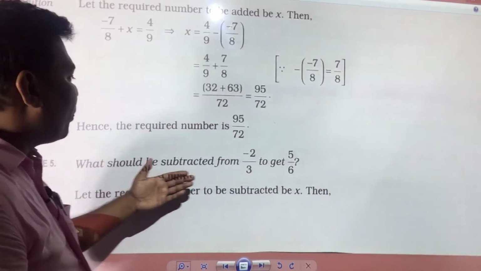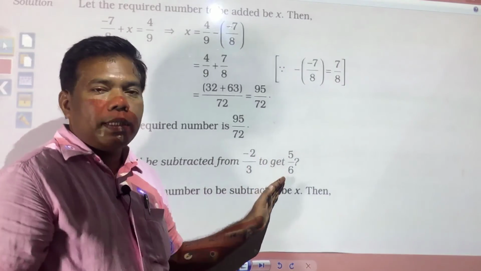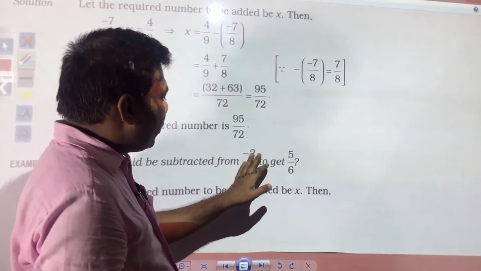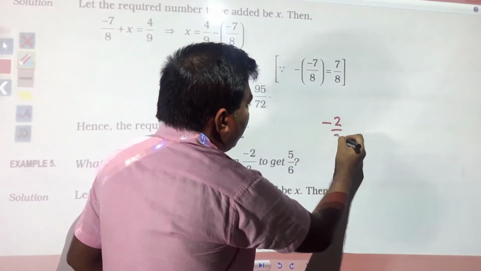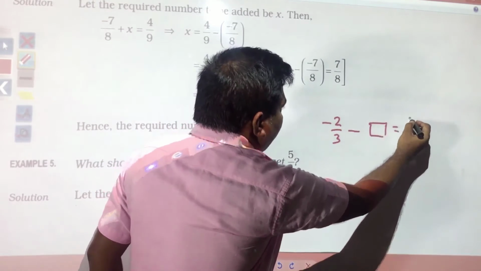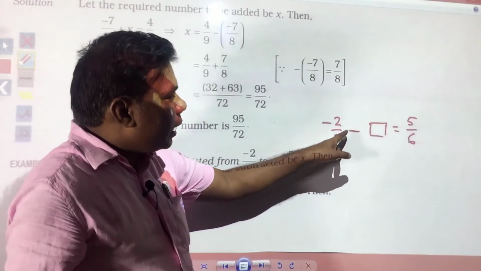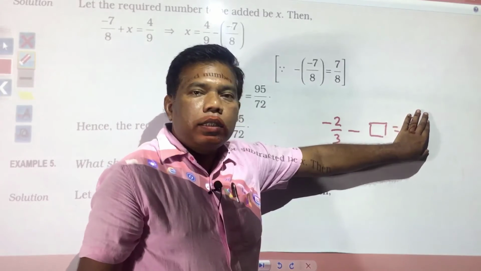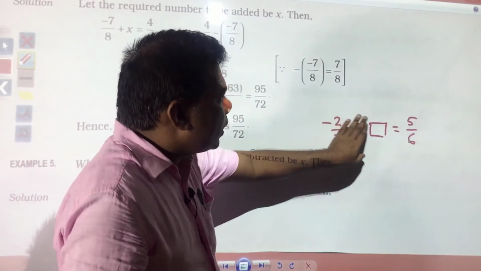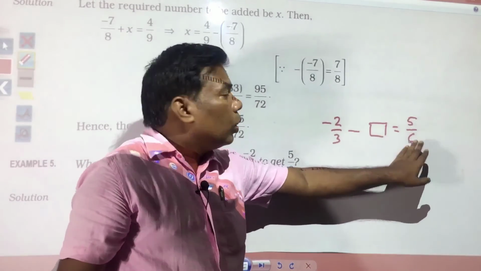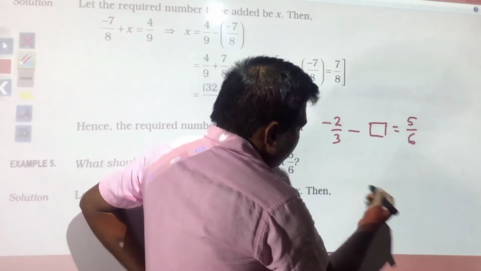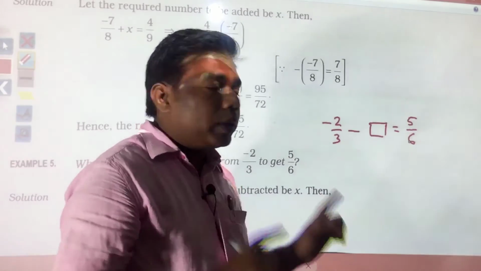Then you have: what should be subtracted from minus 2 by 3 to get 5 by 6? Again, you need to understand. From minus 2 by 3, you need to subtract what number so that you will get 5 by 6. You are subtracting from this number and getting this. How will we find out? Suppose we put any simple number and try to understand the question first.